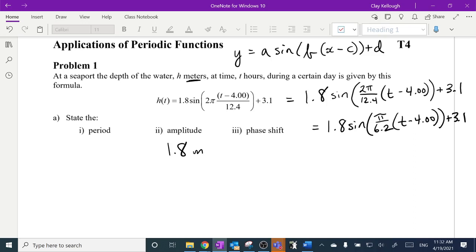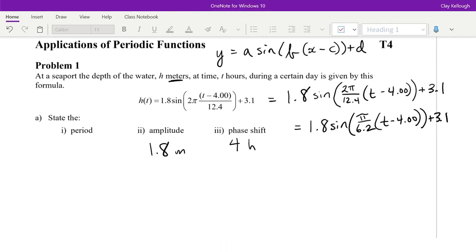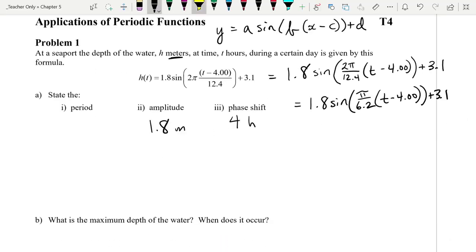Phase shift. Now, the h variable is in meters, but the t variable is in hours. And phase shift is the change in the hours. So this is positive 4 hours, right? Everybody see where I'm getting these numbers from? I'll use a highlighter. The 1.8 is here, and the 4 is here.